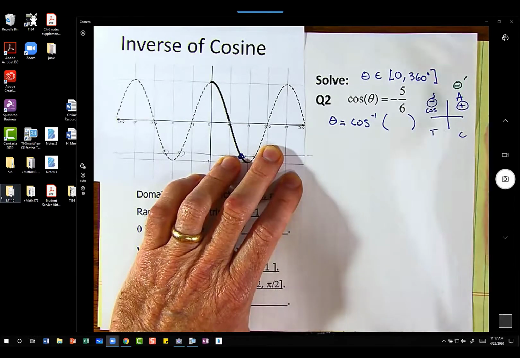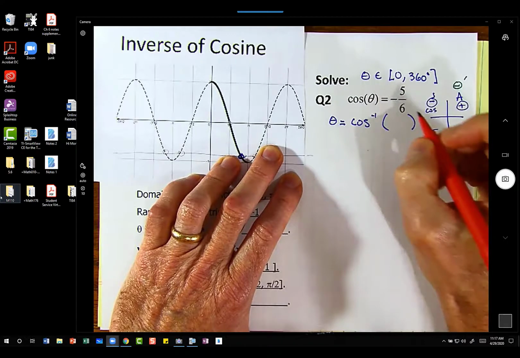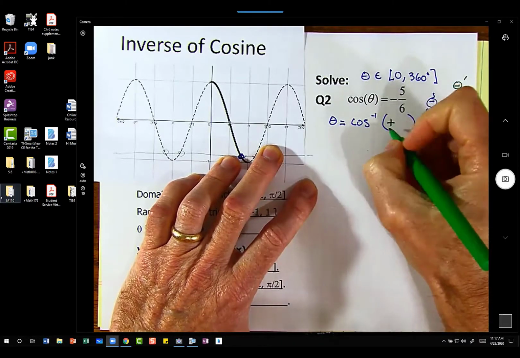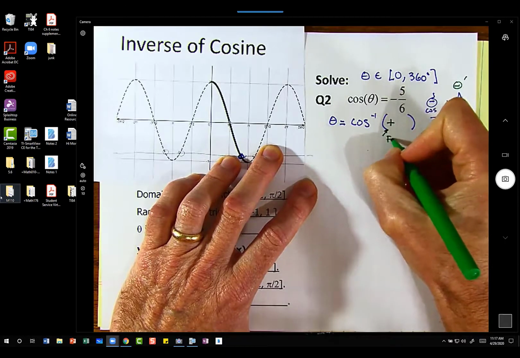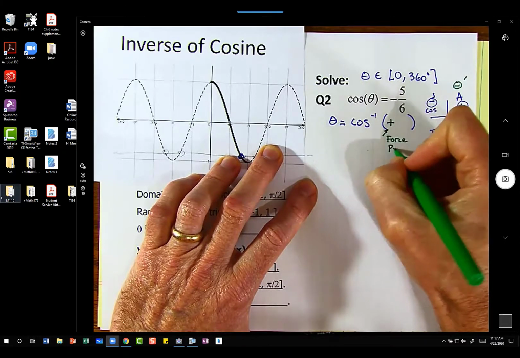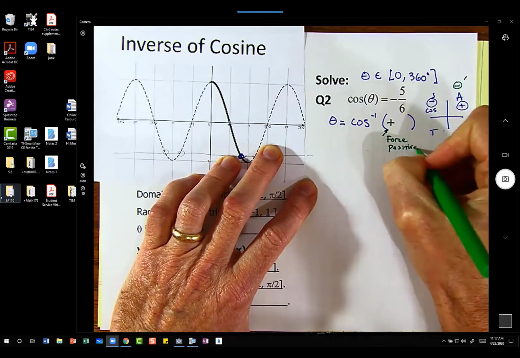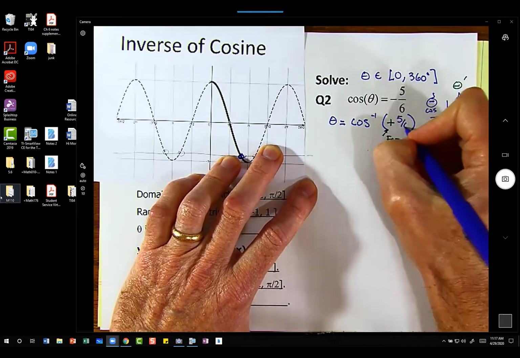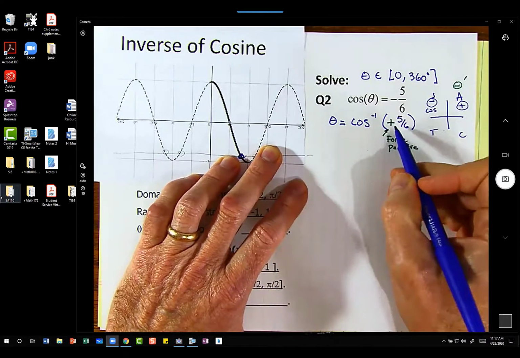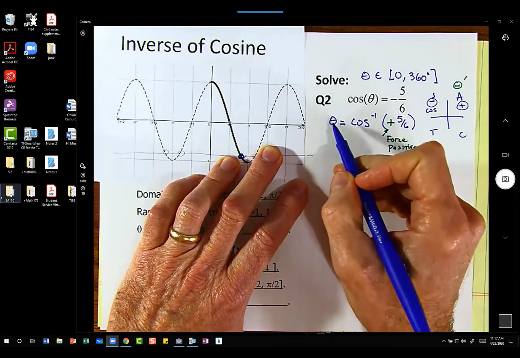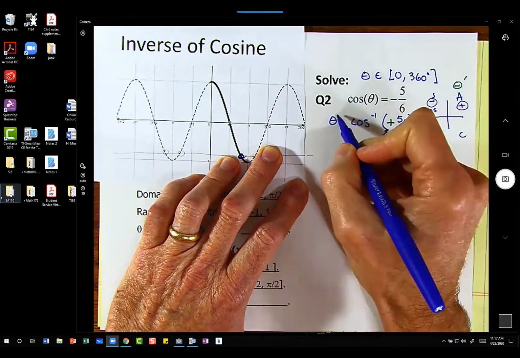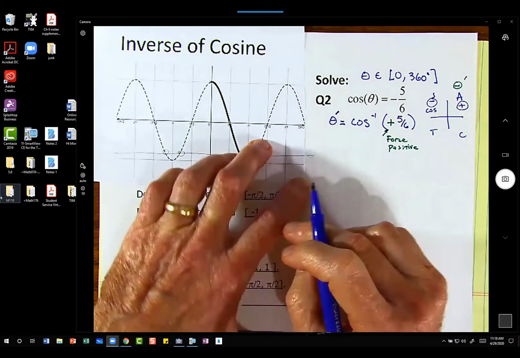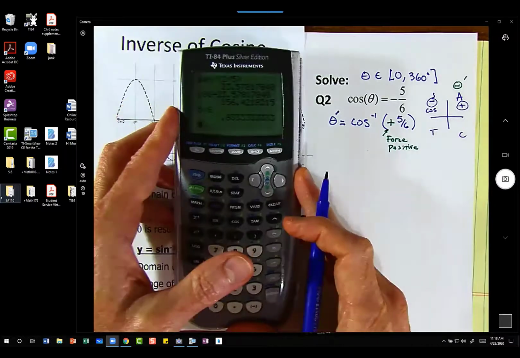Always use positive ratios. Force it to be positive. We're going to force it to be positive. And then I'm going to put in the 5/6. Now, if I force it to be positive, the theta I'm going to get is quadrant 1. It's going to tell me the reference angle. And now we can use the calculator. And the calculator is going to give me quadrant 1.